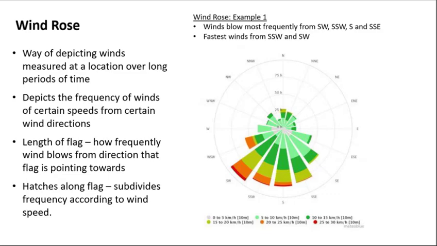Also seen on this chart, the faster winds indicated by the orange and red hatches are generally associated with southwest and south winds. Winds from other directions, on the other hand, are associated with lower wind speeds.